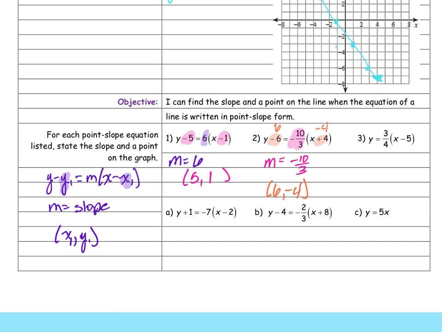Okay. And then on the last one, again, my slope is the number touching the parenthesis. So slope equals 3/4. And then my point is whatever I'm adding. So what is my point on number 3? Can someone tell me? Anybody? You can type it into the chat. You can say it out loud, whichever you prefer.